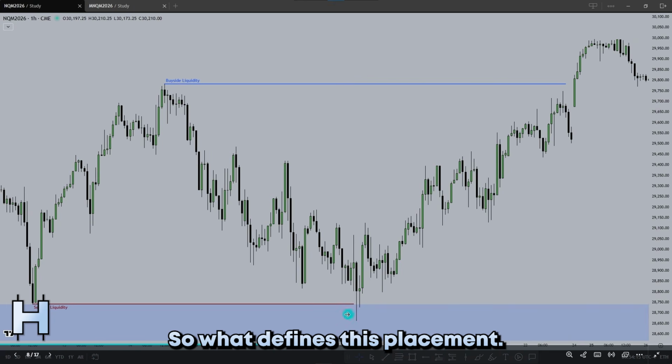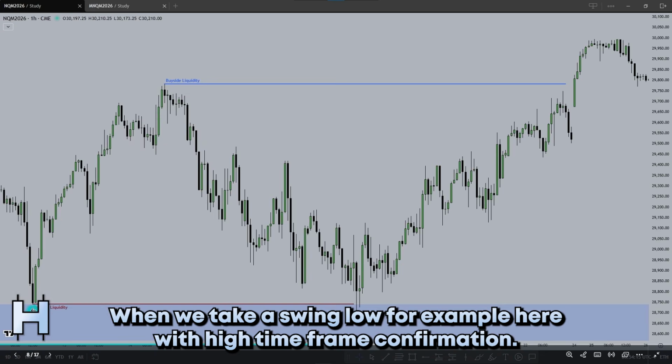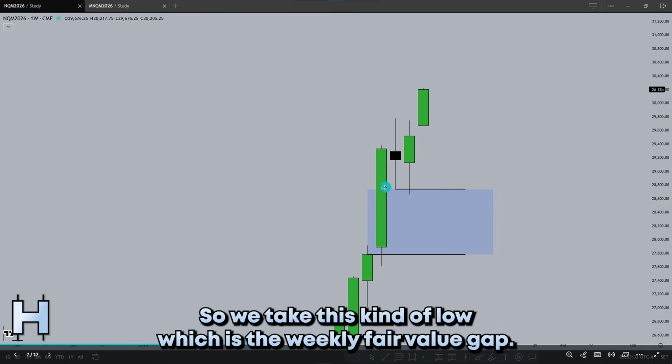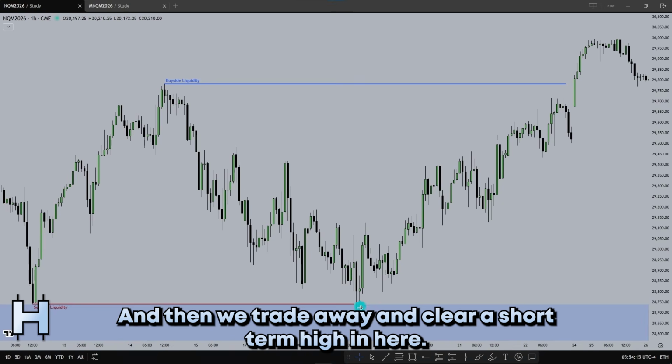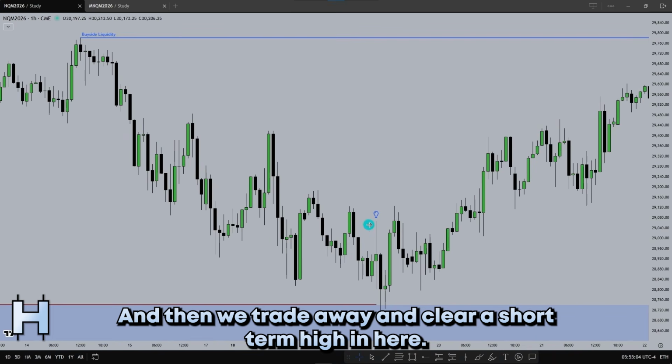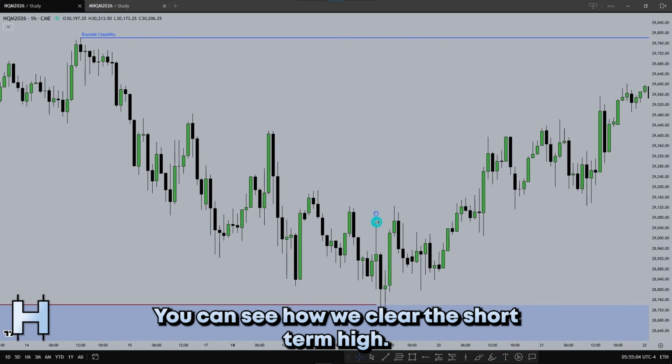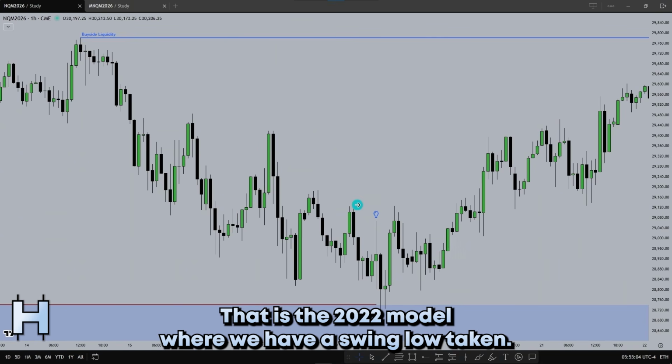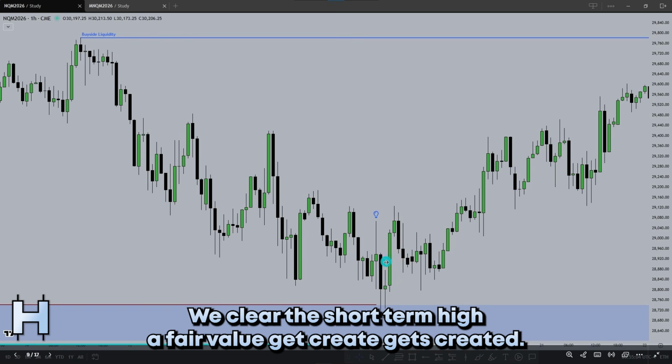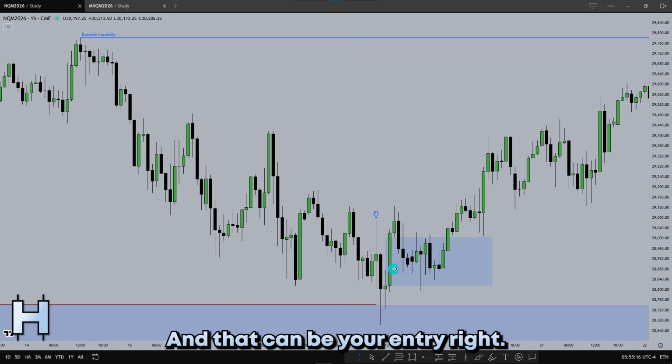So what defines displacement? When we take a swing low, for example here, with higher time frame confirmation. So we take this candle low, which is the weekly fair value gap, and then we trade away and clear a short-term high in here. You can see how we clear a short-term high. That is the 2022 model, where we have a swing low taken, we clear a short-term high, a fair value gap gets created, and that can be your entry, right?